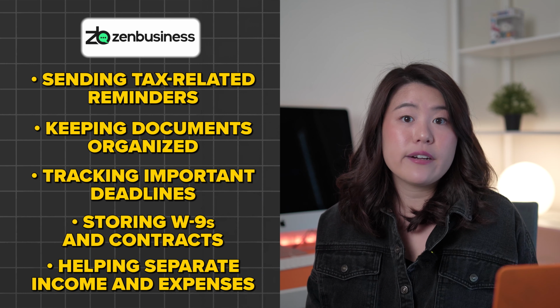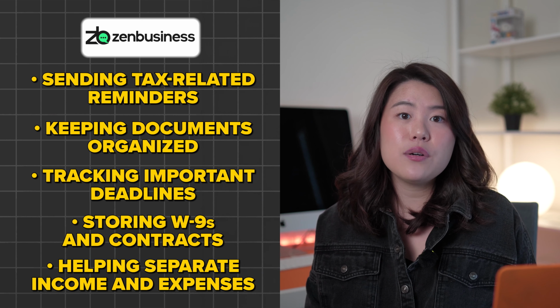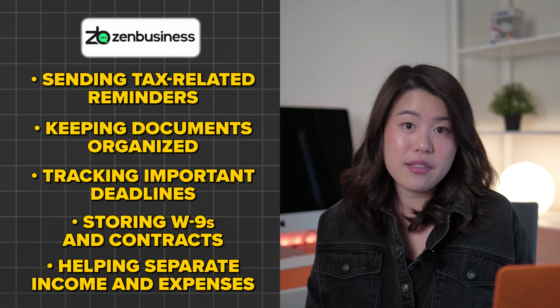Most 1099 errors happen because business owners didn't track payments monthly. Consistent tracking prevents mistakes, mismatches, and missed forms.